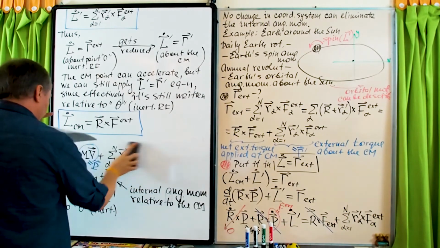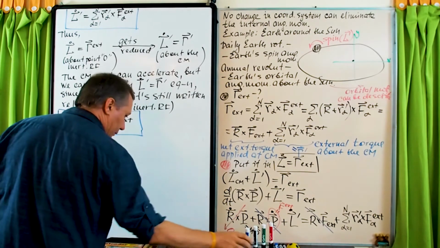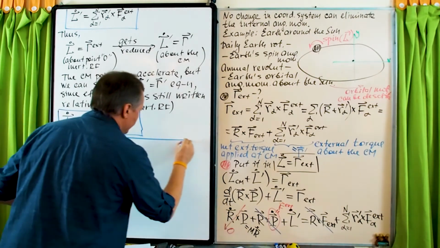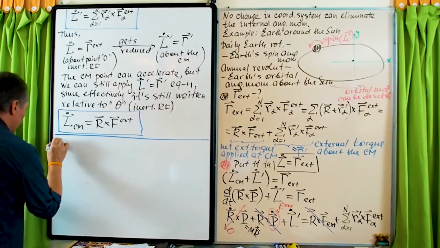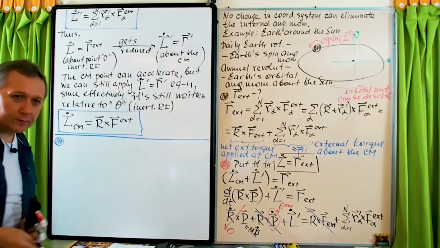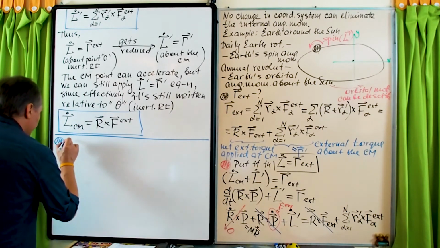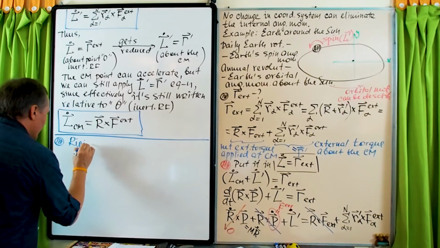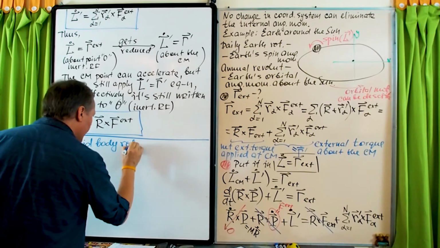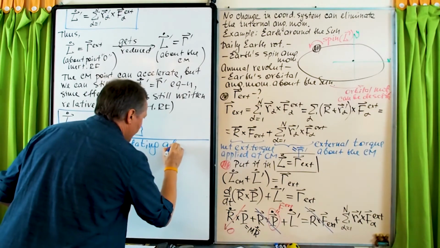I should be able to fit it here, and then I will start the example on that part of the board. So let me separate this. Sort of a new bullet. A rigid body rotating about a fixed axis. So let me write the title: rigid body rotating about a fixed axis.